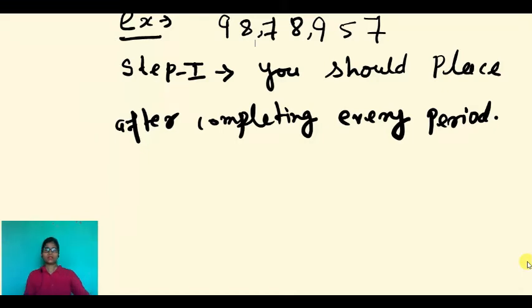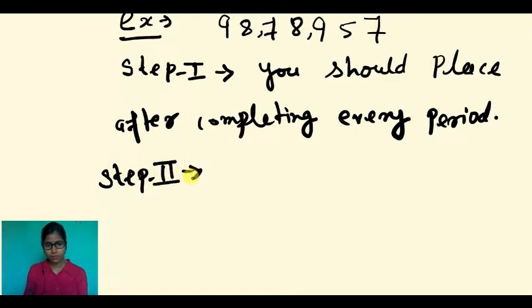Now your first step is done. What is the first step? You have to place a comma after completing every period, as we have done. Now the second step. What is step 2? Step 2 is you have to read the number and then write the number.